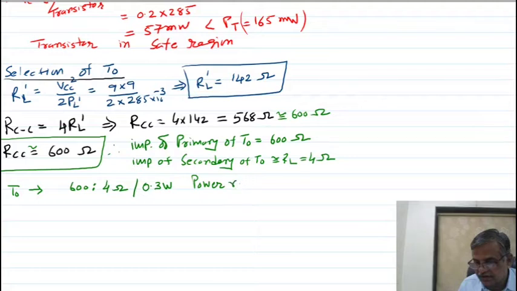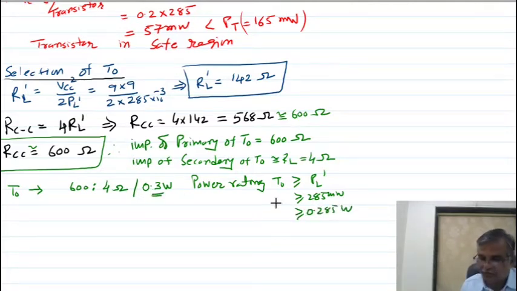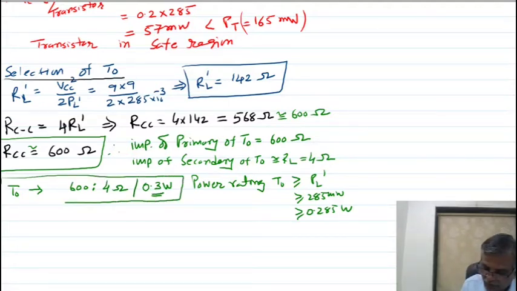So power rating of TO should be greater than or equal to PL dash, should be greater than 285 milliwatt. So should be greater than 0.285 watt. That's why I am writing 0.3 watt. I am giving slightly more. Don't think I want to give 1 watt. You can give 1 watt, you can give 3 watt, but unnecessarily the cost of the circuit will increase. So I am writing 0.3 watt. So this is your complete designing of the output transformer.